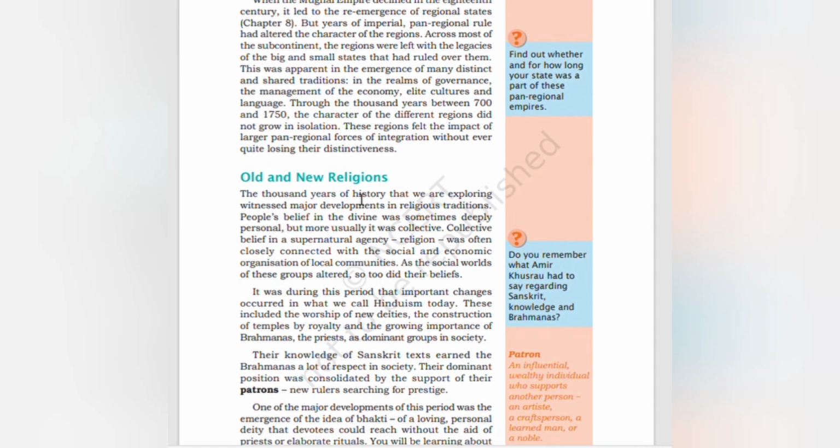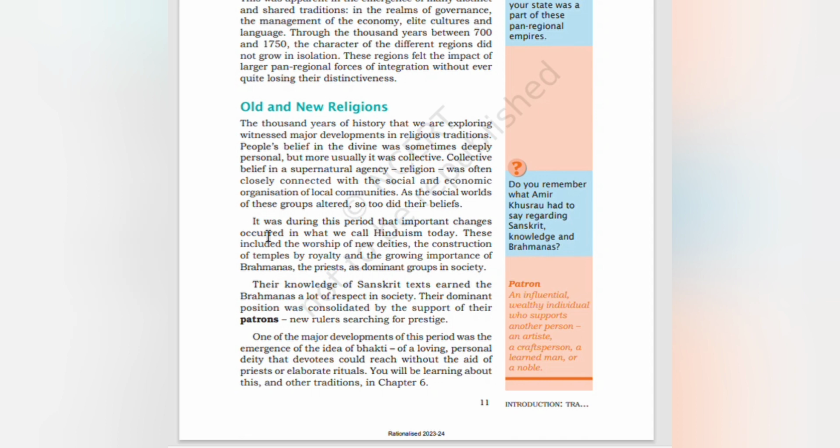Old and new religions. The thousand years of history that we are exploring witnessed many developments in religious traditions. People's belief in the divine was sometimes deeply personal, but more usually it was collective. Collective belief in a supernatural agency, religion, was often closely connected with the social and economic organization of local communities. As the social worlds of these groups altered, so too did their belief. It was during this period that important changes occurred in what we call Hinduism today.